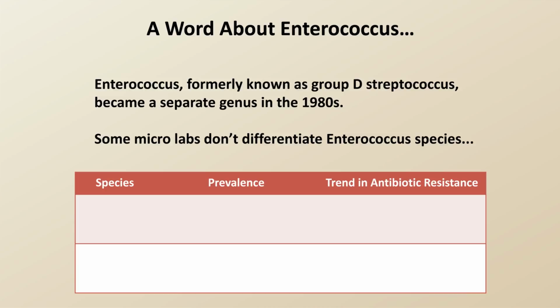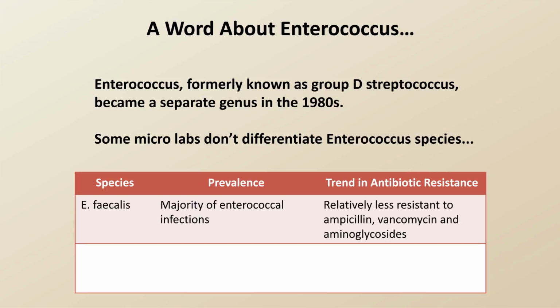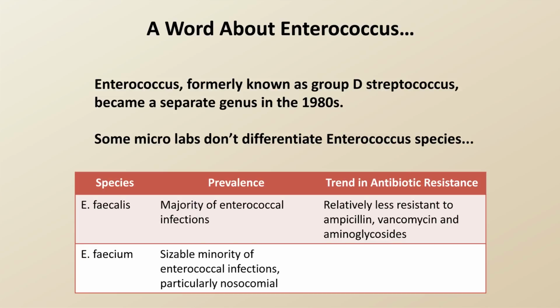First, E. faecalis causes the majority of enterococcal infections. We won't discuss individual antibiotics until lecture 3, but be aware that E. faecalis is relatively less resistant to antibiotics. Of particular concern is ampicillin, vancomycin, and the aminoglycosides. E. faecium causes a sizable minority of enterococcal infections, particularly nosocomial ones. E. faecium is relatively more resistant to these antibiotics.